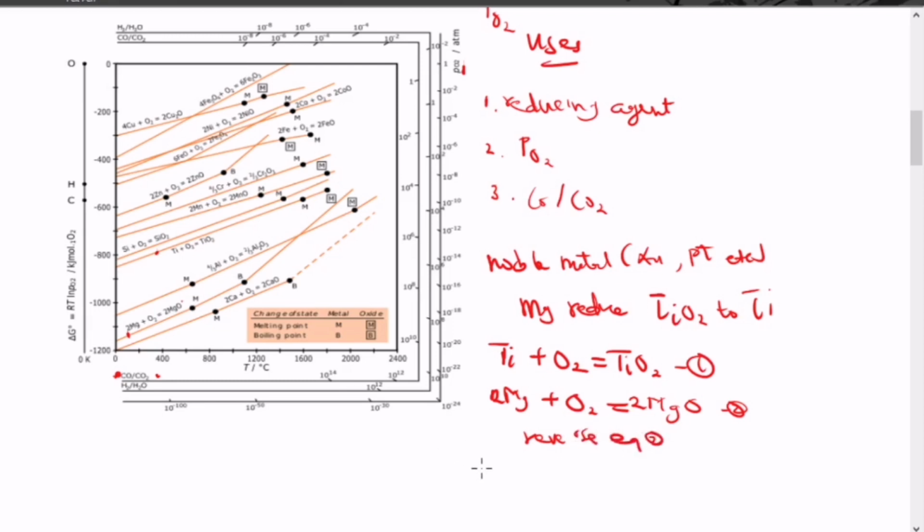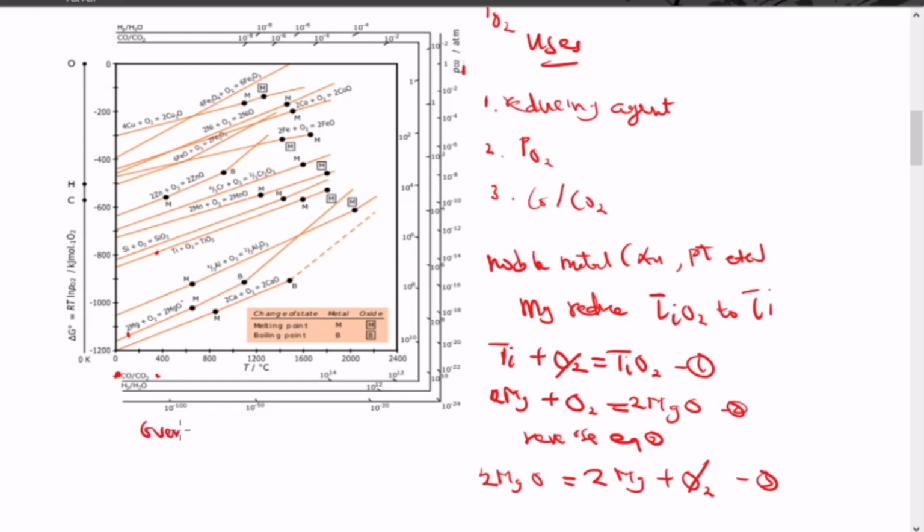So when you reverse equation 2, you're going to get that 2MgO will give you 2Mg plus oxygen. And in that case, then you sum. This is equation 3. So what you do now is you add equation 3 to equation 1. The oxygen is going to cancel the oxygen. And then when you add them, you're going to have the total for this reaction, the overall reaction.